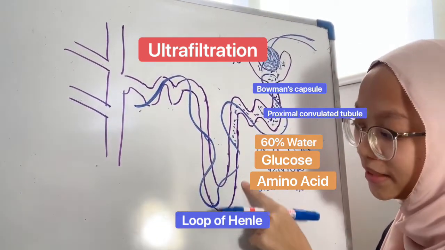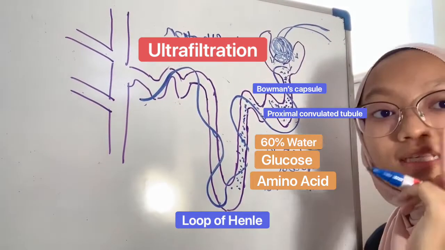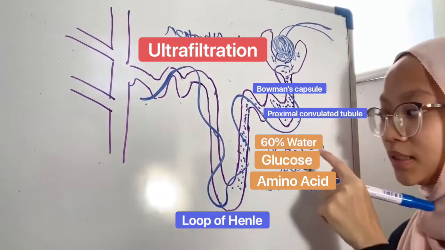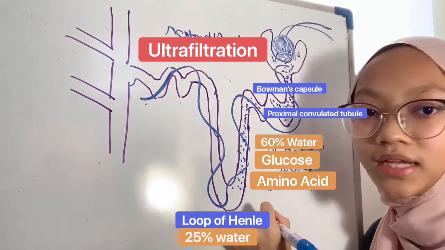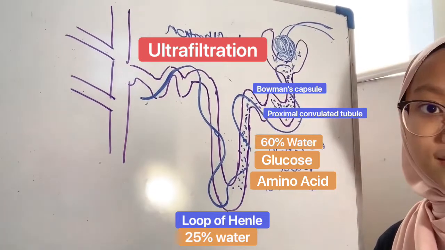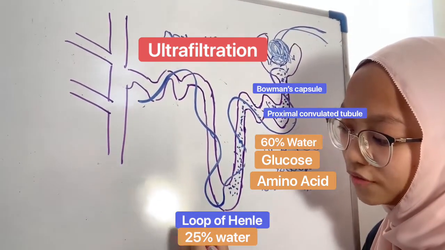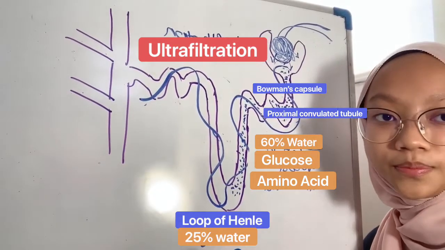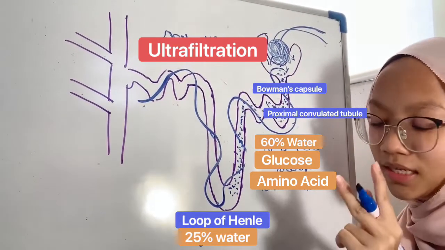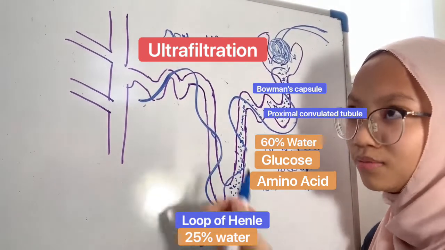So the descending part, reabsorption happens for the second time. Not 60%, instead 25%. So after that, 25% of H2O will be reabsorbed balik again for the second time into the blood. So at the ascending, what will happen?